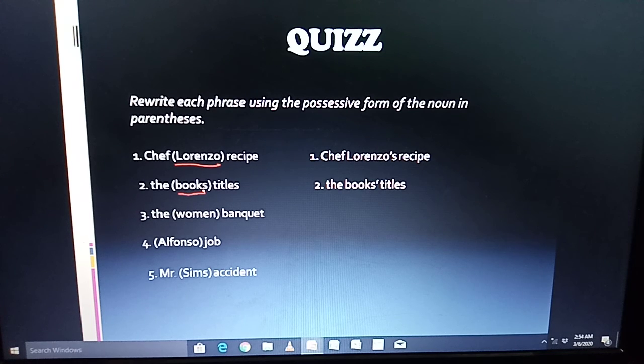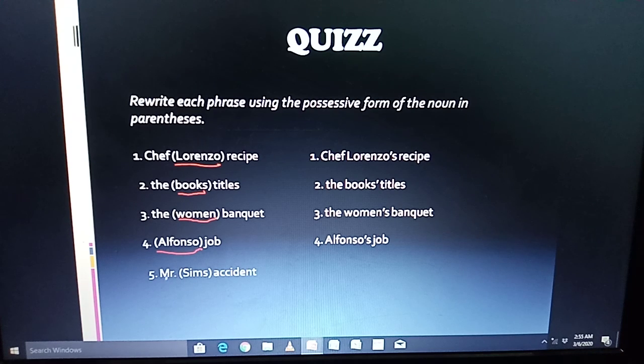How about the women bank? So the noun here is women and it is plural, right? But it does not end with s. Sabi nga, di ba, kapag plural siya pero hindi siya nag-end ng s, we add apostrophe s. That's why it's women's. Women apostrophe s. How about number 4? Alfonso job. The parenthesis is Alfonso. Is it singular? Yes, it is singular. So meaning to say, we add apostrophe and s.